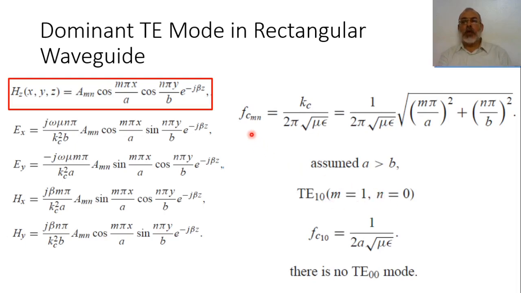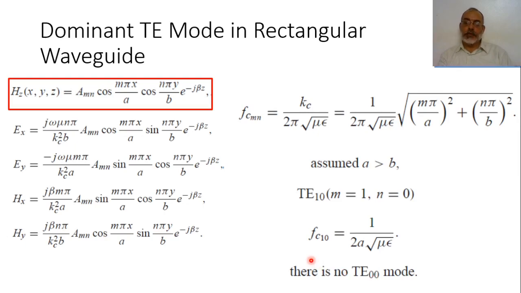So the lowest cutoff frequency for the TE mode in rectangular waveguide would be f cutoff for the 10 mode, which is 1 over 2 pi square root mu epsilon, times the square root of (1 pi over a) squared plus 0. So this would be pi over a, and this pi can be eliminated with this pi. We can say that the cutoff frequency of the 10 mode is 1 over 2a square root mu epsilon. It should be noted that there is no transverse electric 00 mode.